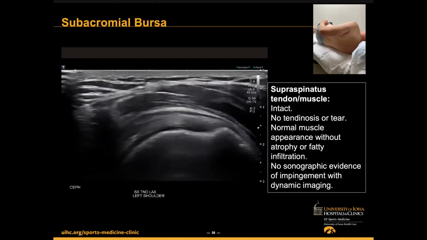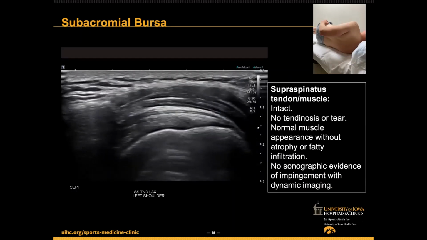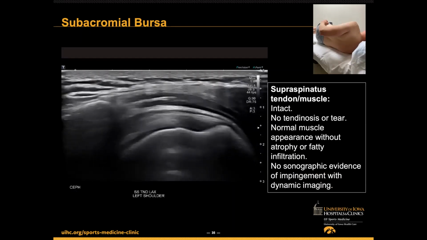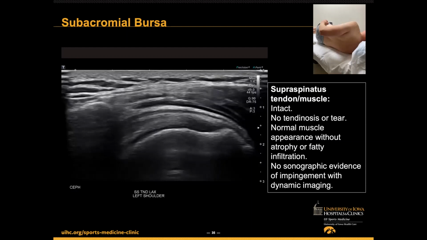So we finished our subacromial bursa, or supraspinatus tendon evaluation, and it was intact with no evidence of tendinosis or tear. A normal muscle appearance without any atrophy or fatty infiltration, and no sonographic evidence of impingement with dynamic imaging.